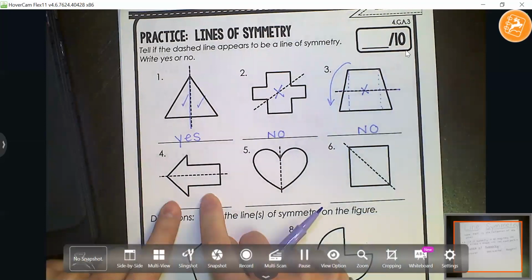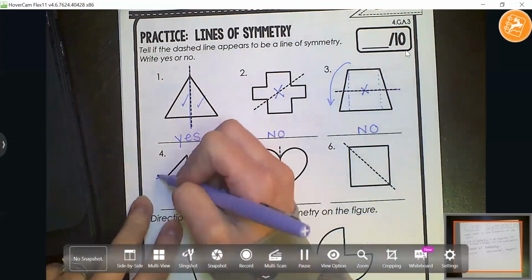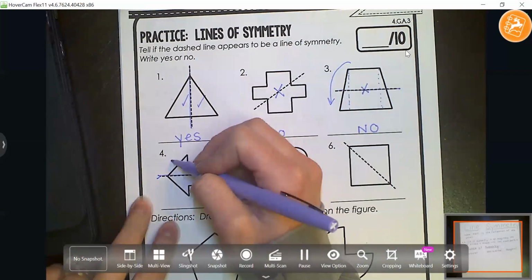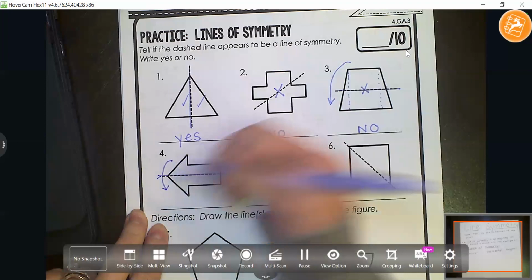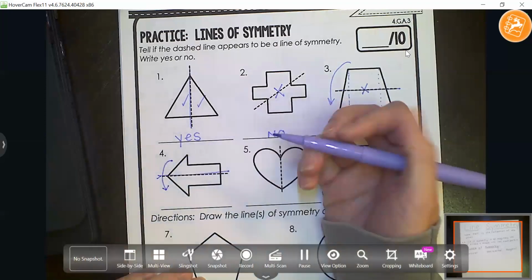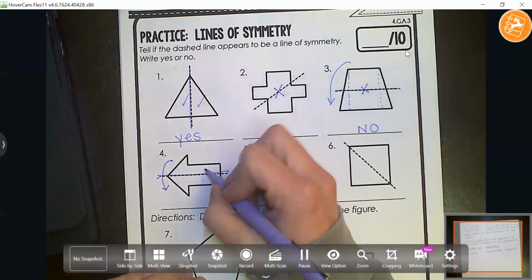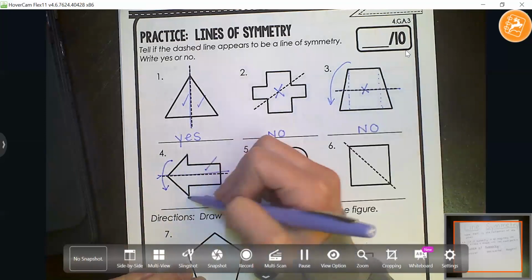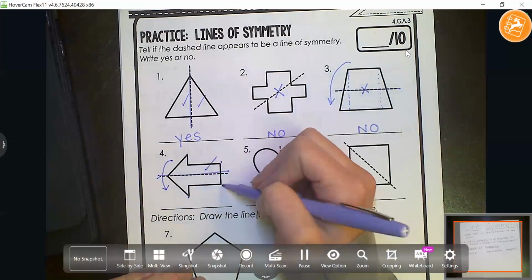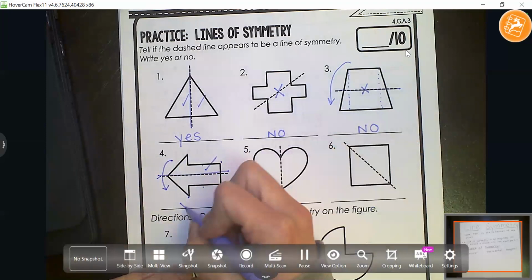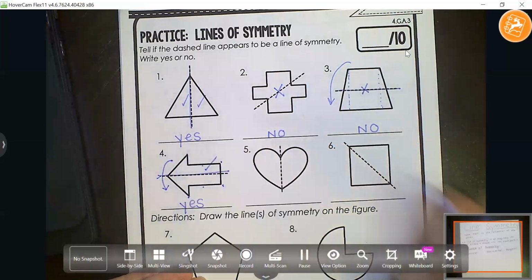What about this arrow? We've got another horizontal line of symmetry. If I folded the top half of this arrow down towards the bottom half, would those two sides match? Yes, they would. This corner would match to here. This corner would match to the bottom corner, and both of these lines would line up on top. So that is a line of symmetry.